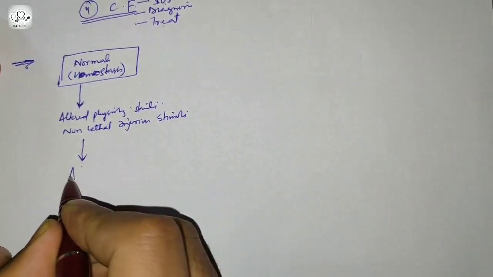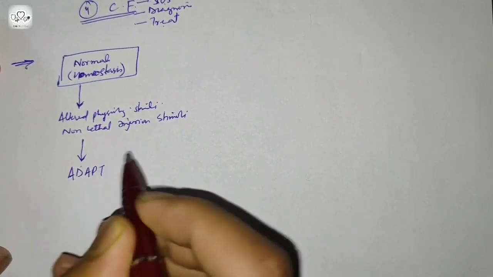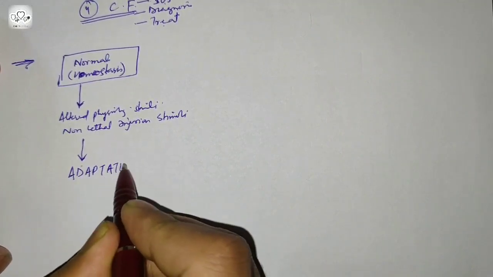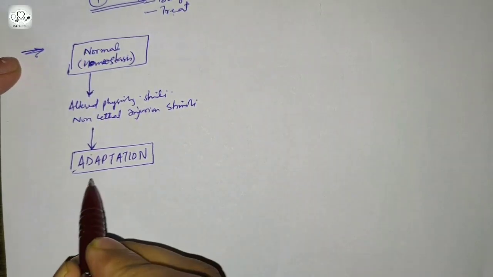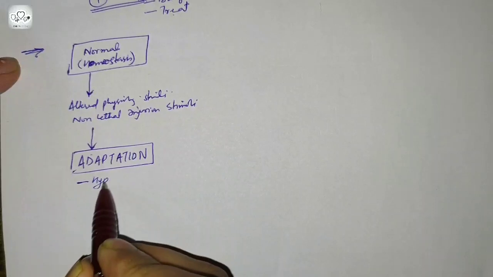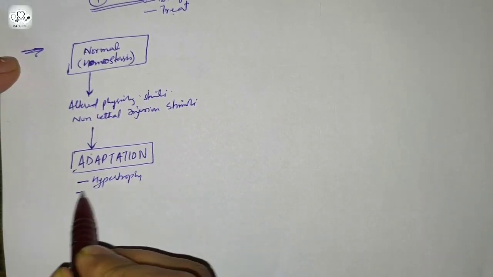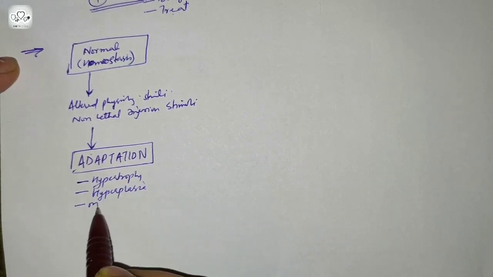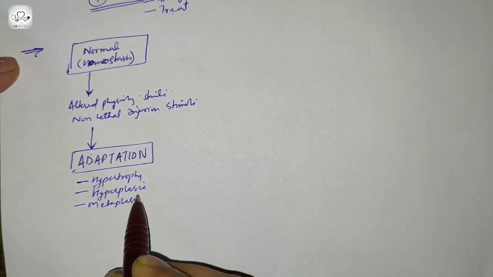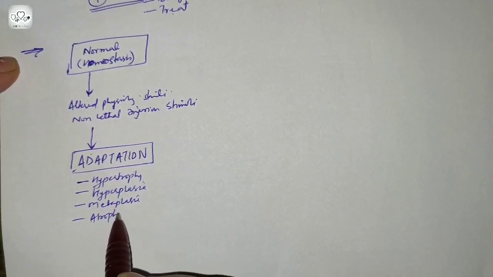The cells adapt. There is a process known as adaptation that occurs. All right, adaptation. And what is this adaptation? We'll actually be talking about all these things in detail in the next lecture, so I'll not talk about it much. But I'll just say there are 4 types of adaptations. There will be either hypertrophy or hyperplasia, metaplasia, or atrophy.